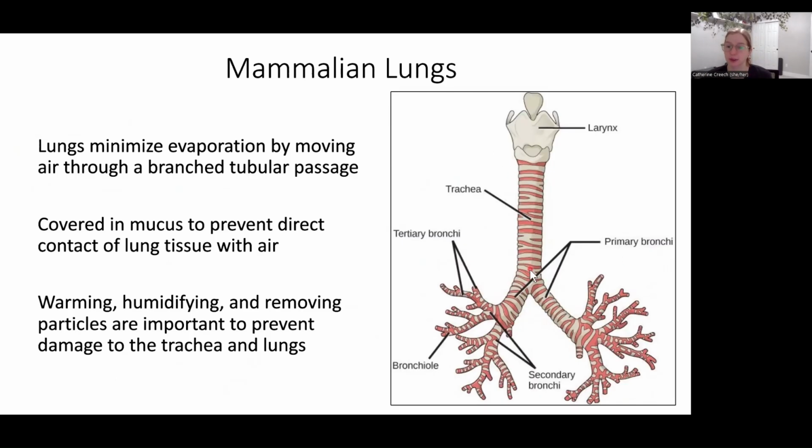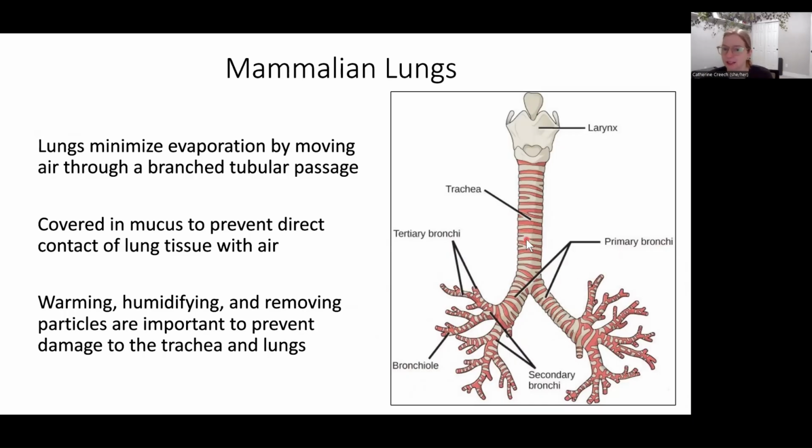Our trachea then branches into bronchi, plural. And then we have more branching into tinier tubes that are called bronchioles. And then those will attach to sacs where the air exchange happens. It's on the next slide.